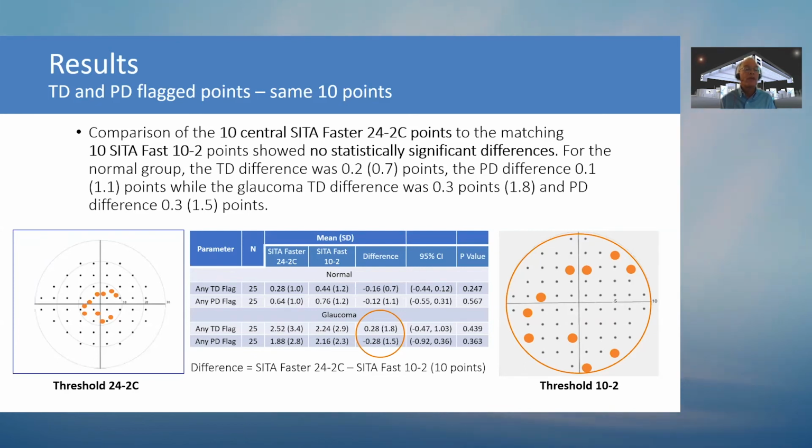So comparing the 10 points for each of those 2 tests, you were hoping they'd be about the same. Normals, absolutely, and glaucomas, same thing. We found very little difference between the 10 points that were flagged on the 10-2 and those that were flagged on the 24-2C. So that was encouraging.